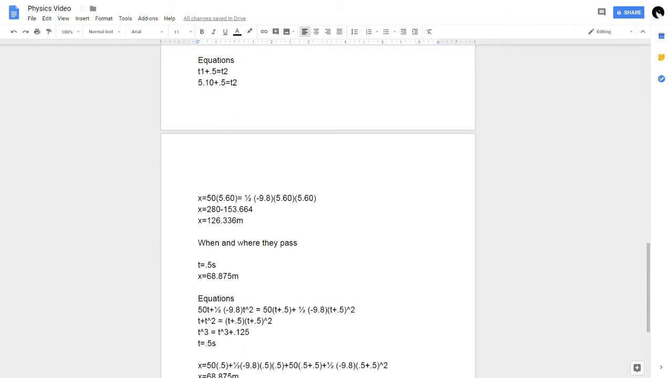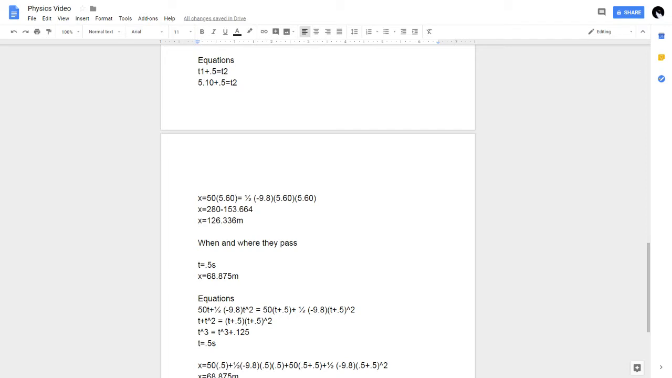So with this time, we're going to do the same thing, and we're going to plug it into the displacement equation. We've got 50 for the initial velocity, the time 5.60, 1/2, negative 9.8, which is the acceleration, and then 5.60 squared for the time. So we're going to plug that into the equation. We're going to get 280 minus 153. Yep, so we got 280, and then you have negative 153. So when you subtract that, you get 126.